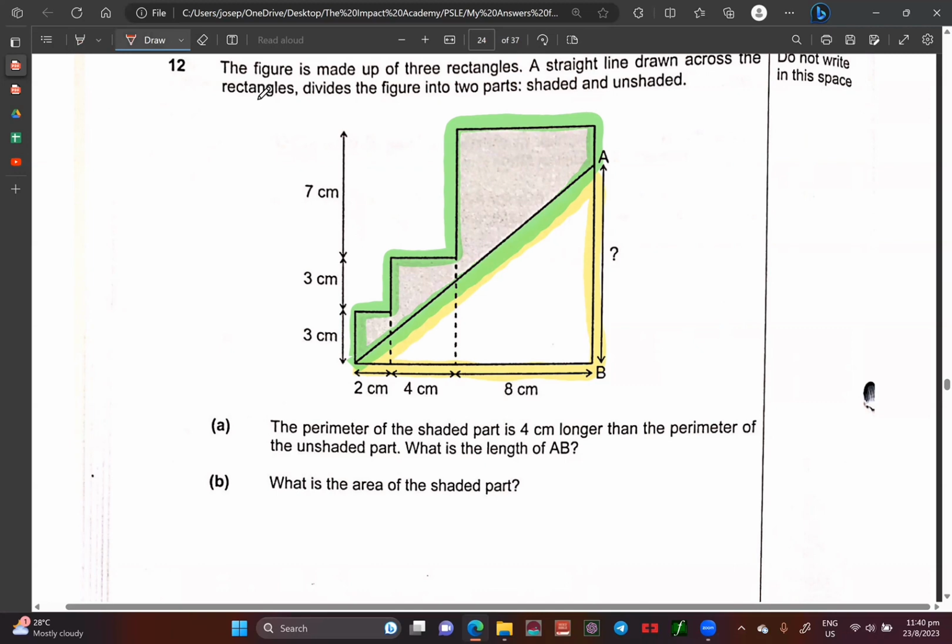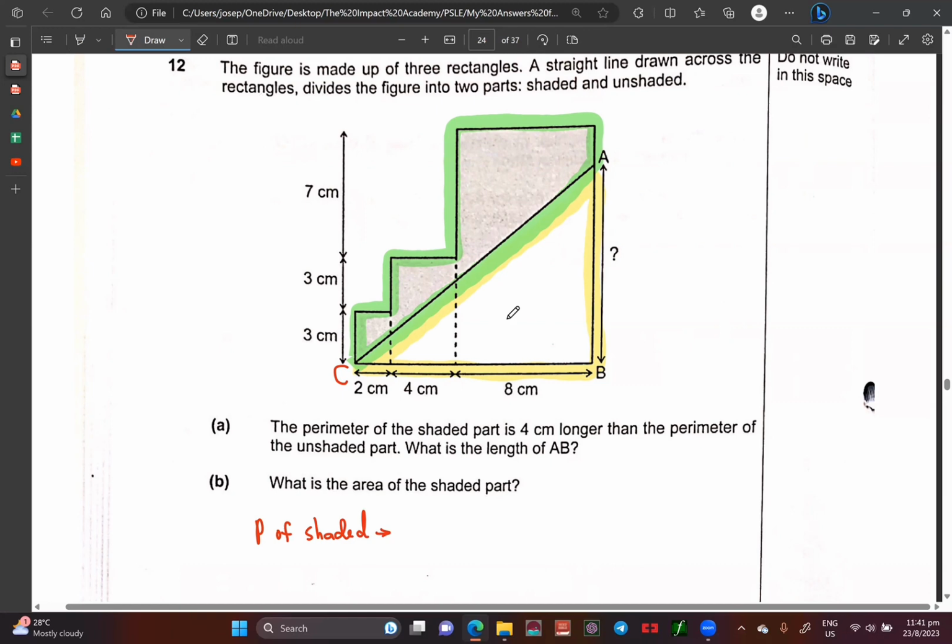Okay, so let's call the straight line, let's give it a name. Let's call it AC, so that we will be able to solve the question easily. Now it says that the perimeter of the shaded part is 4 cm longer than the perimeter of the unshaded part. So the first thing I want to ask myself is, what is the perimeter of shaded? So let's take a look at the perimeter of shaded.